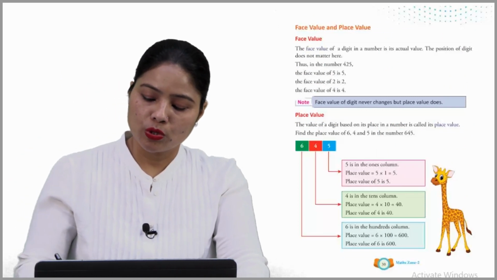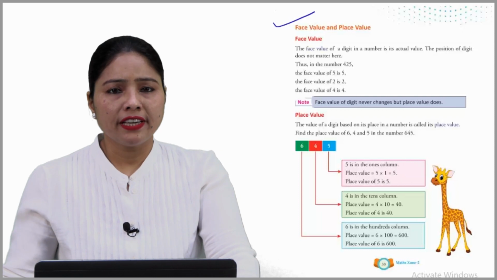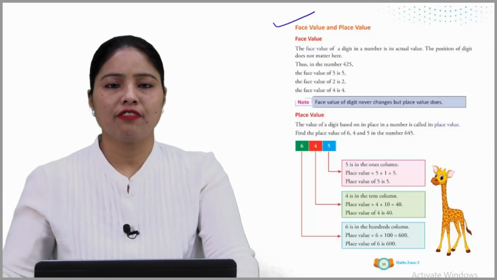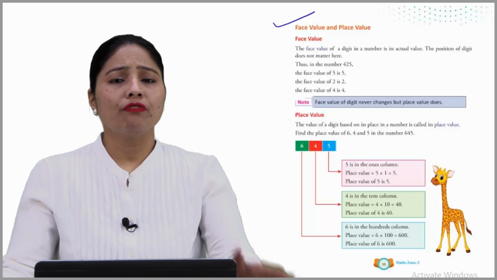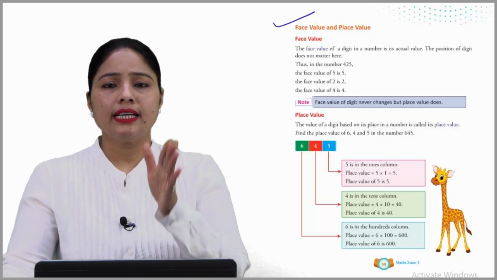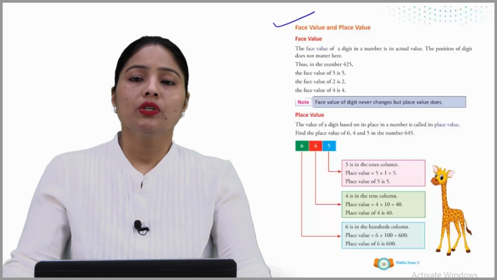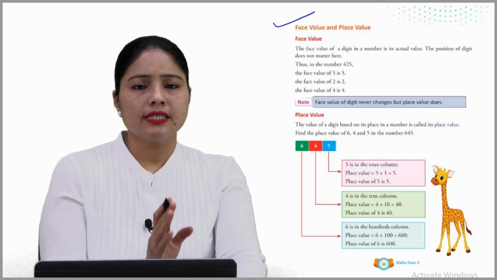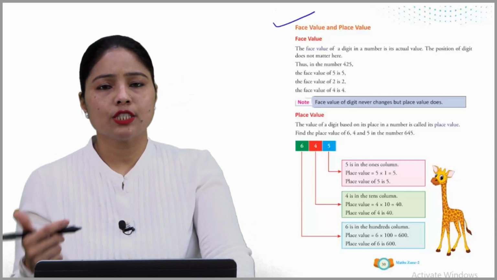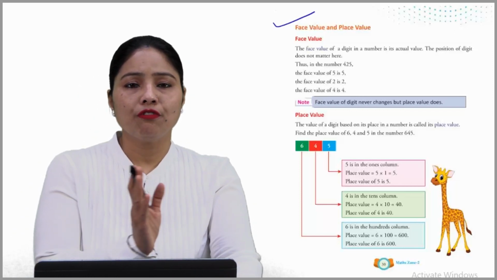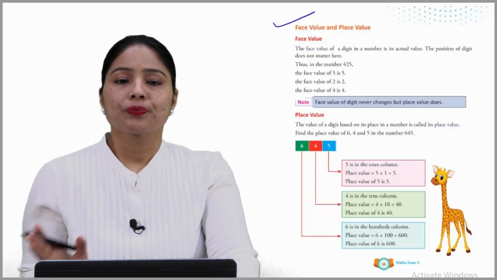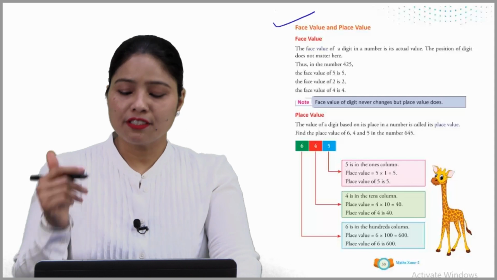Okay beta, so now next topic is face value and place value. So let's start with face value. The face value of a digit in a number is its actual value. The position of digits doesn't matter here. Thus in the number 425, the face value of 5 is 5. The face value of 2 is 2. The face value of 4 is 4.